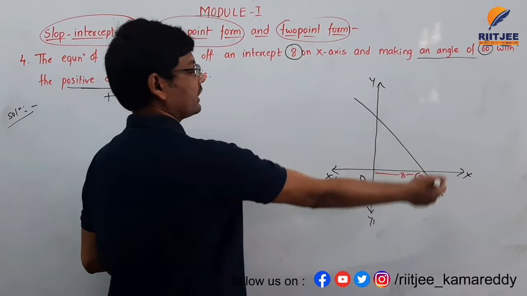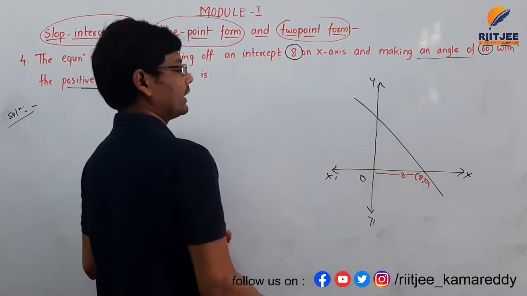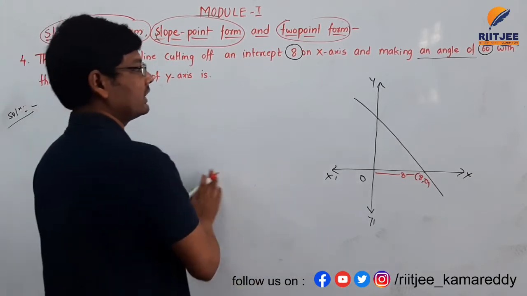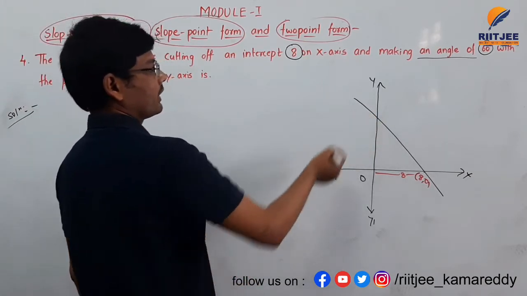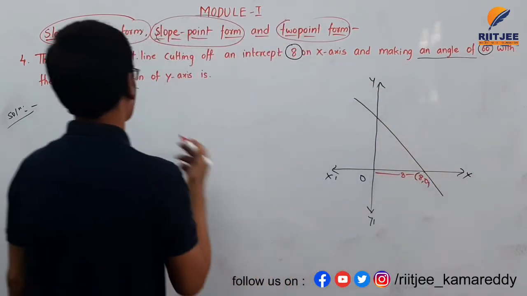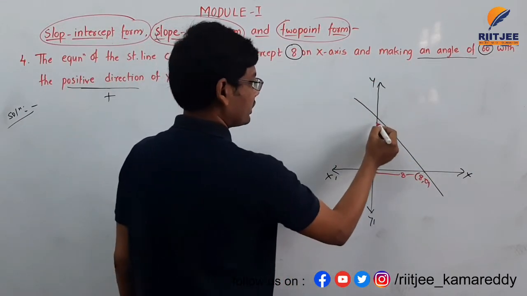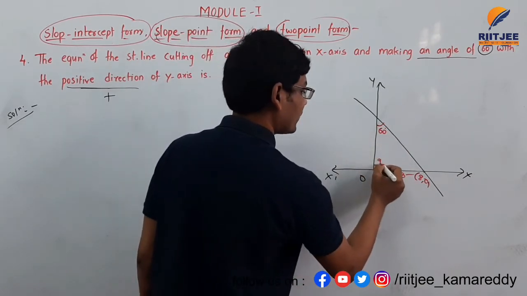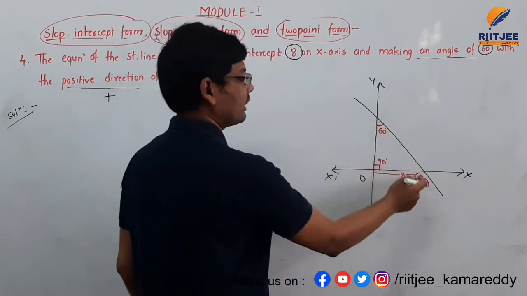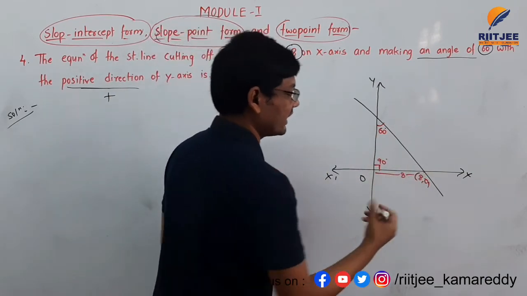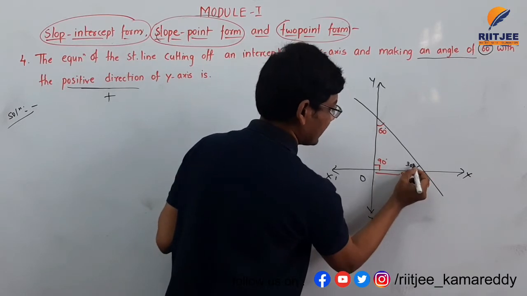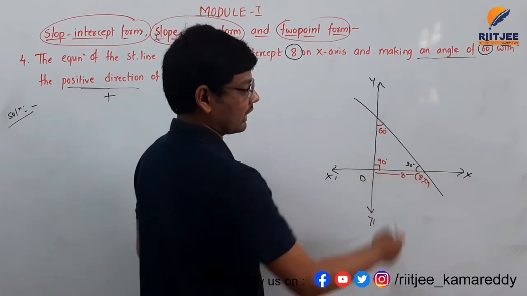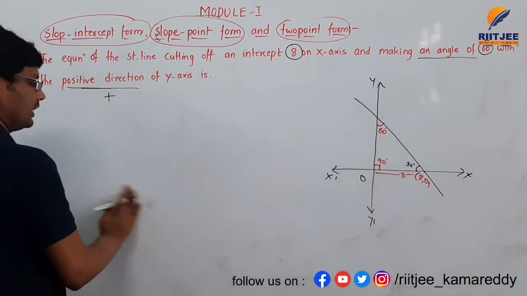The distance from the origin to here is 8 comma 0, and y is 0 here. The next one is that it makes an angle of 60 degrees with the positive y-axis. This is the y-axis, with 60 degrees to the positive y-axis. This angle is 90, so automatically this is 30 degrees. The sum of 3 angles in a triangle is equal to 180. 60 plus 30 is 90, 90 plus 90 is 180. Total 180 degrees.